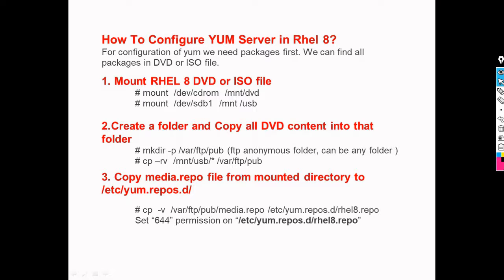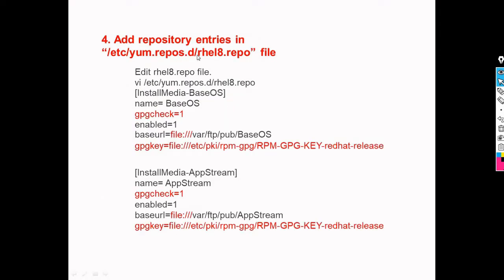Now, after copying all the packages, we have to copy the media.repo file to /etc/yum.repos.d. Inside that, we have to copy this media.repo, and we have to assign the permission 644. And the media.repo, which is copied as rhel8.repo, has to be modified in this way, where it should contain an index, title, name. It can be anything. If you give the same name, it's better.